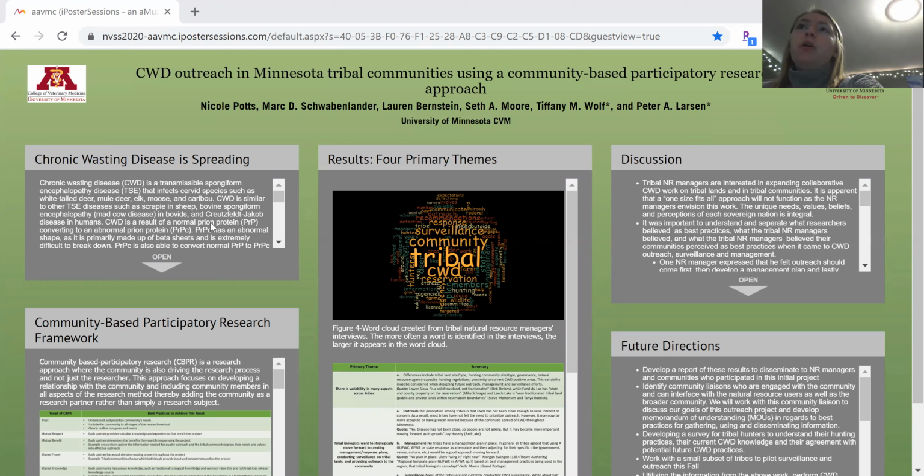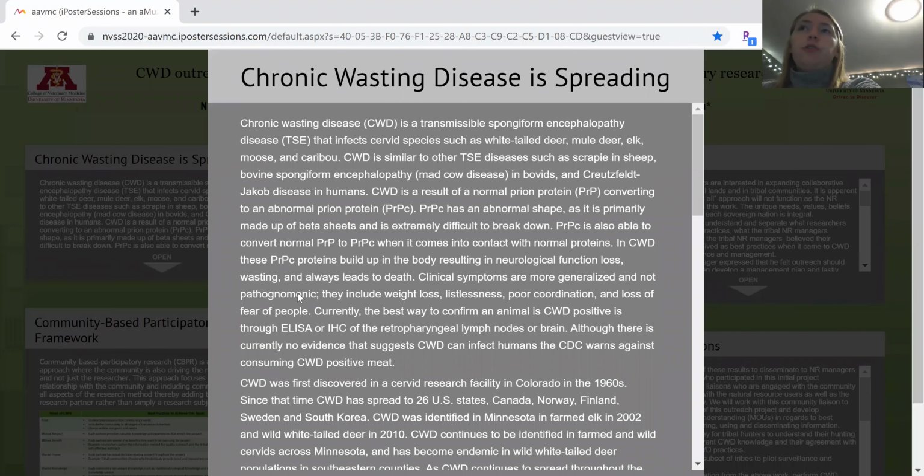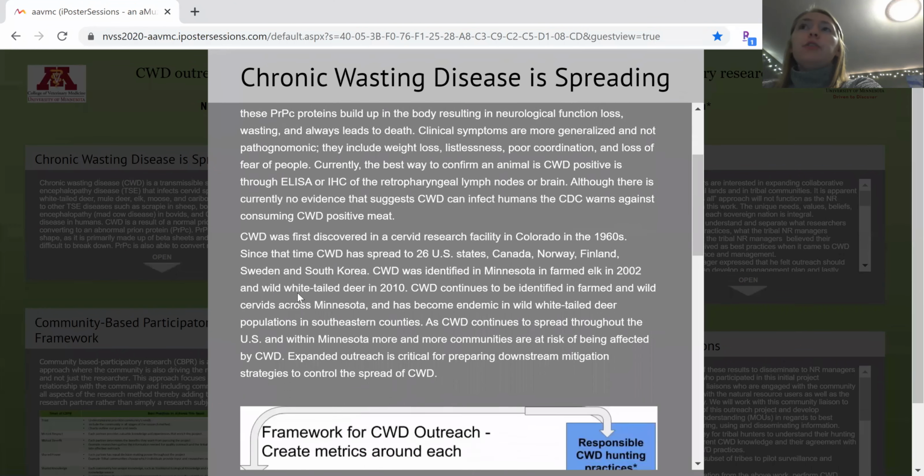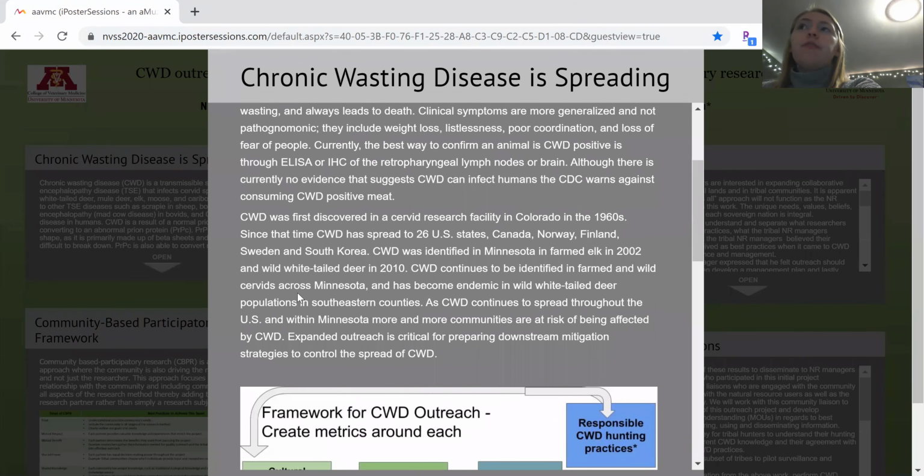approach. Chronic wasting disease, also known as CWD, is a transmissible encephalopathy disease that specifically infects cervids. Since it was first discovered, CWD has spread to several countries and multiple states, including Minnesota, placing more communities at risk of being affected by CWD.